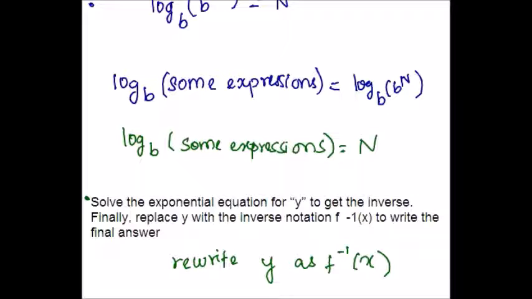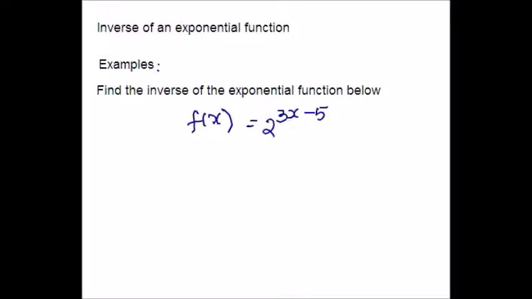Here is the first example. Please look at the function given. We have x in the exponent's place. The base is 2 and the exponent is 3x minus 5. This should be an easy problem because the exponential expression is on the right side of the equation, already isolated for us. Okay, so let us start by replacing the function notation f of x by y.